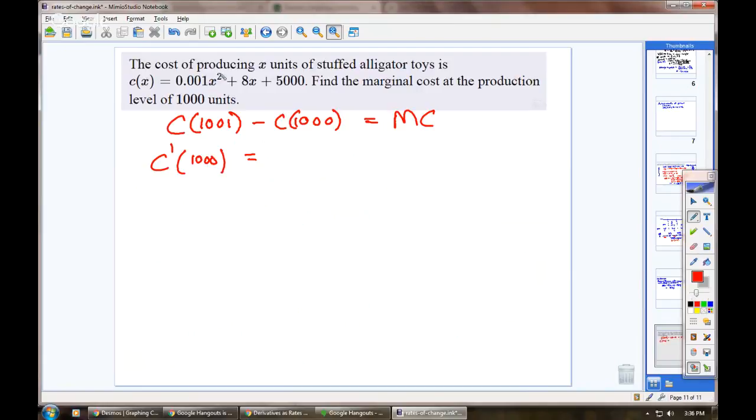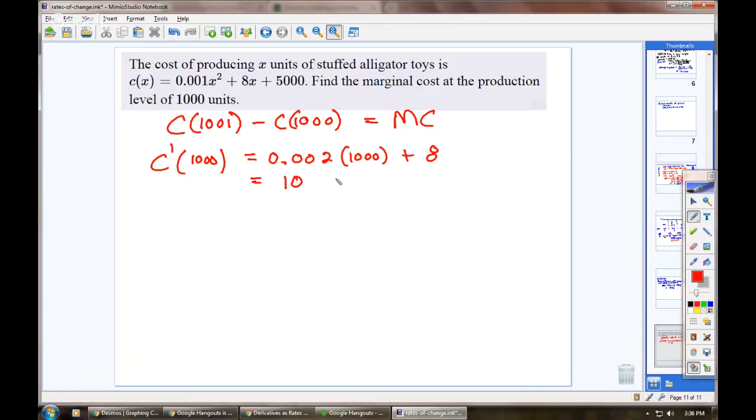So to take the derivative of this, use the power rule. It's going to give me 0.002 times the X value I want, which is 1,000. Plus here, derivative of 8x is just 8, and derivative of 5,000 is 0. So I get, this is what, tens, hundreds, thousandths, so 2 thousandths times 1,000 is 2, so I believe I get 10 for the marginal cost.